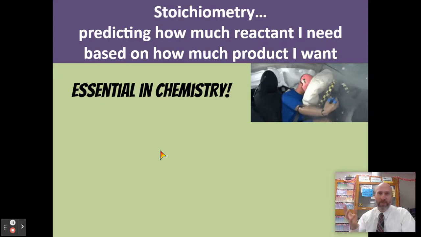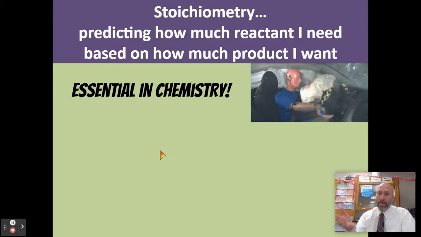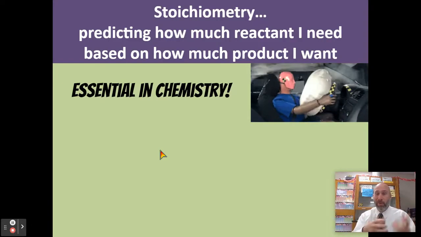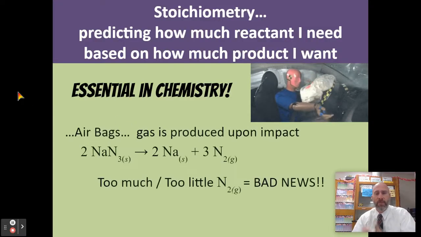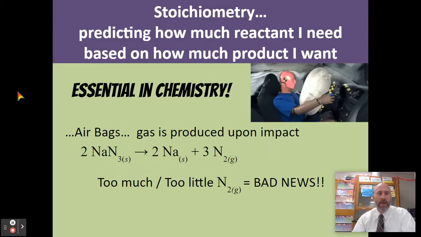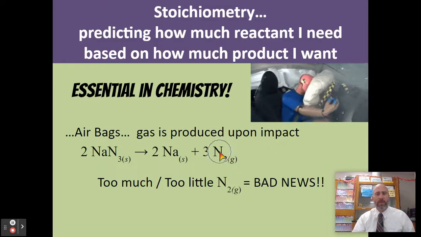So we want to know, hey, if I want to end up with a certain amount of stuff, how much do I need to put in to end up with that final result? And it's very essential in chemistry. Now, here's an example: airbags, right? The amount of nitrogen gas is what fills up an airbag.